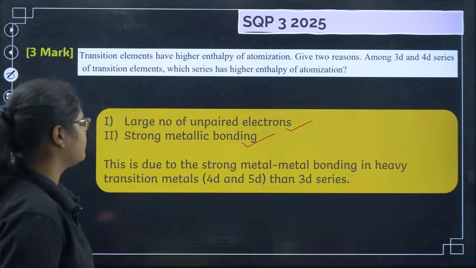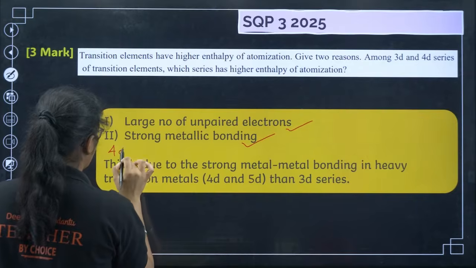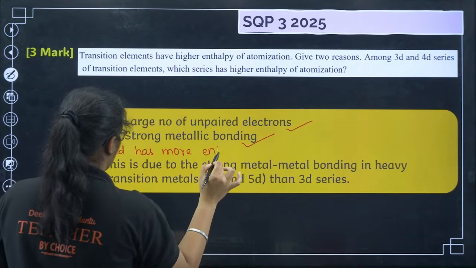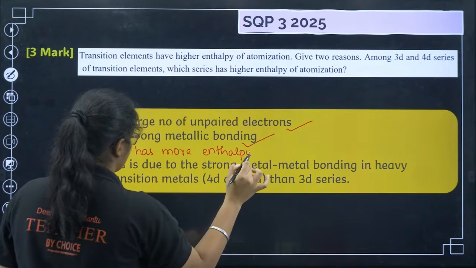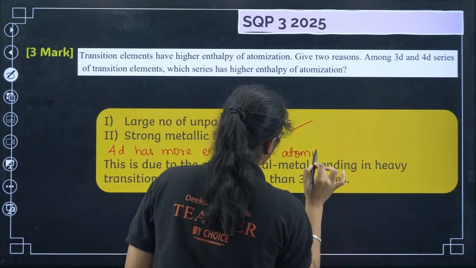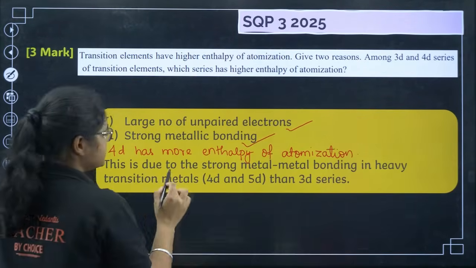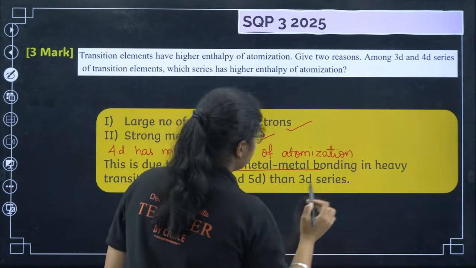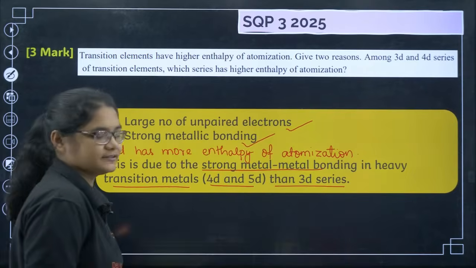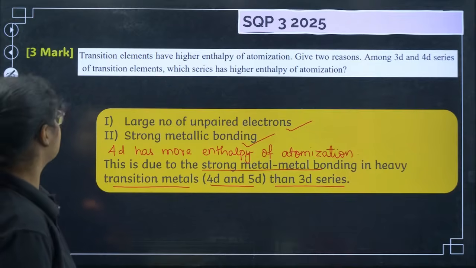Now out of 3d and 4d, here first of all write 4d has more enthalpy of atomization. Okay, now this is due to the strong metal-metal bonding in heavy transition metals, 4d and 5d, than the 3d series. That is due to the strong metal-metal bonding in heavy transition metals.